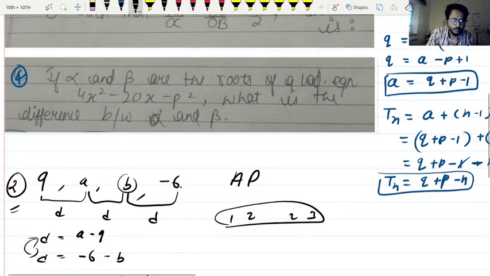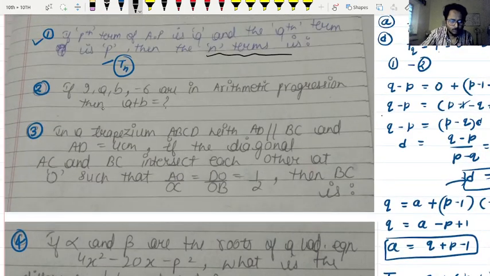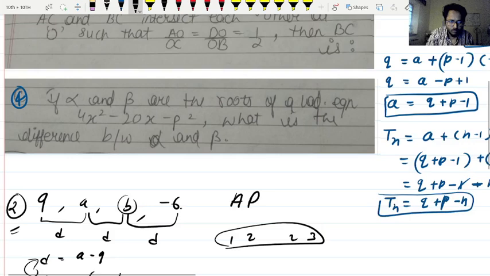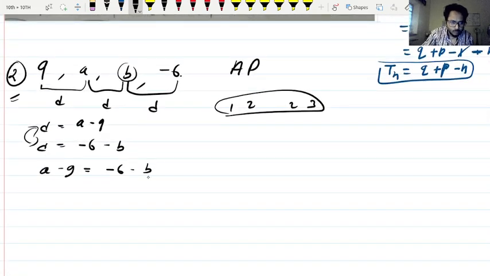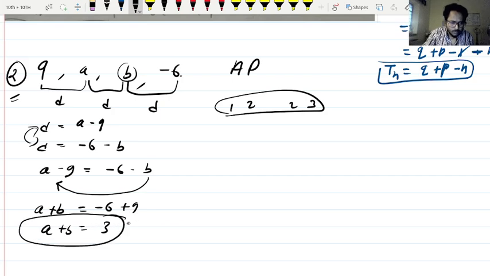Okay, and in the question it is asked what is the value of a plus b. So I'm going to just make it on the left side, that is a plus b, and that is minus 6 plus 9, a plus b equals 3. This is the answer. Very, very simple question.